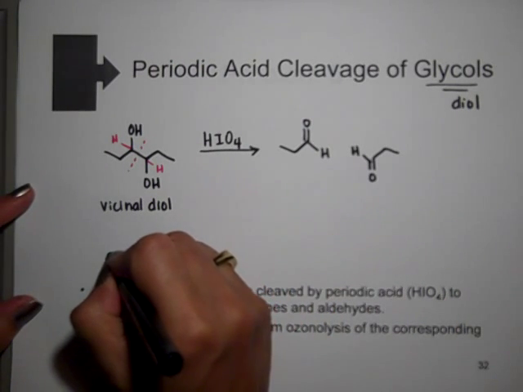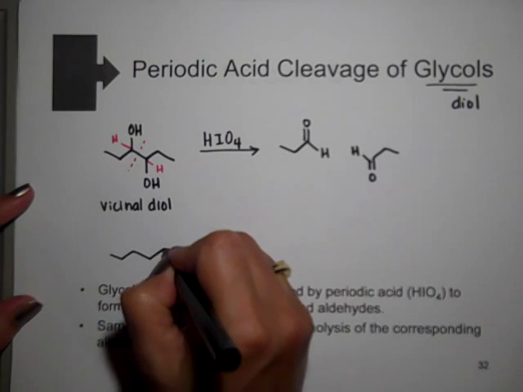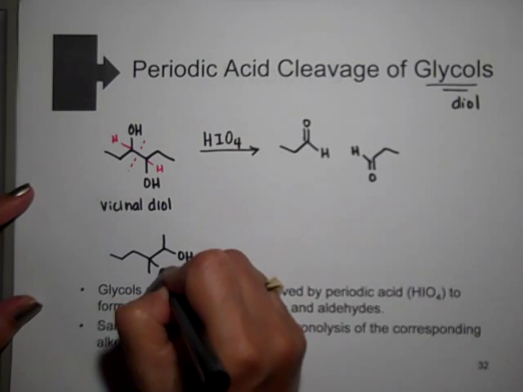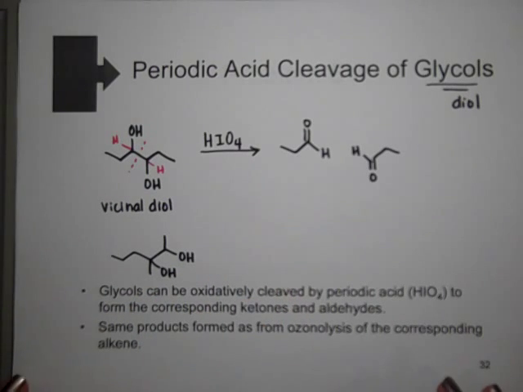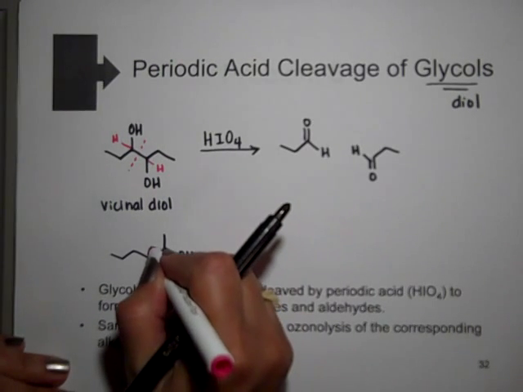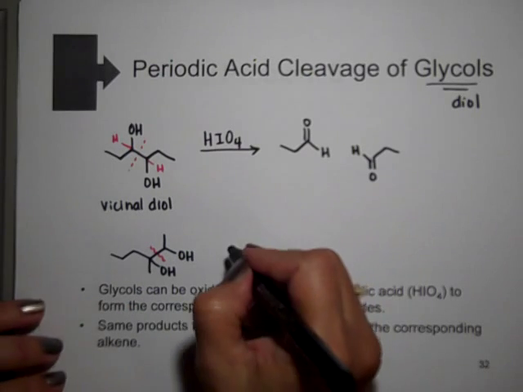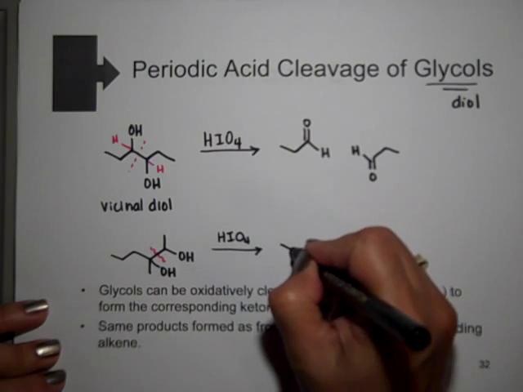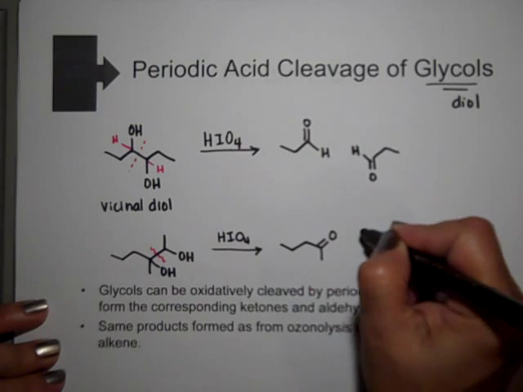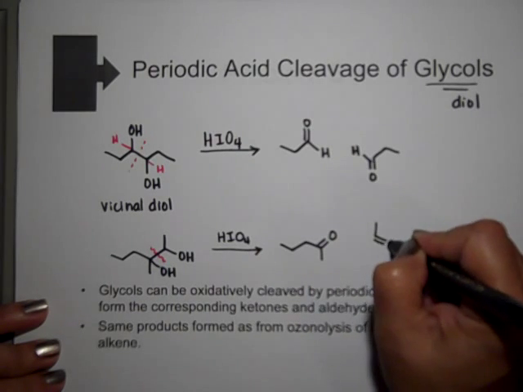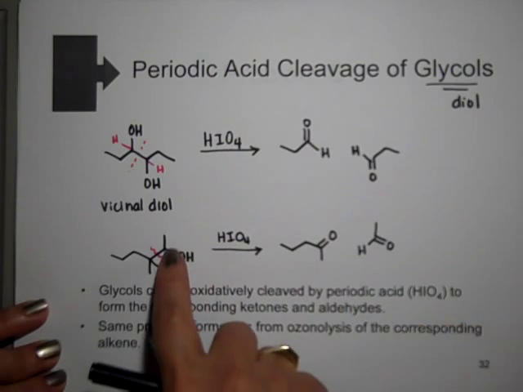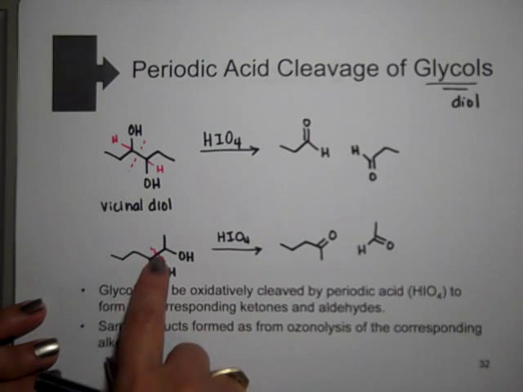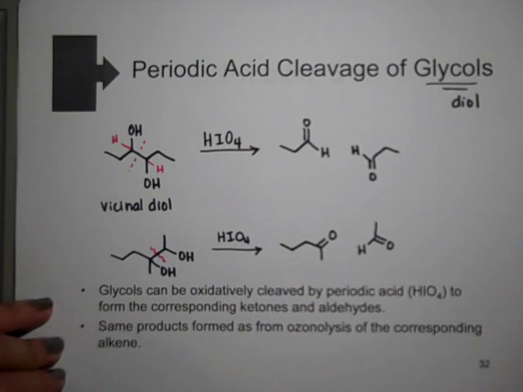Let's do one, okay, let's do this one. So now that one, when you break here, you add periodic acid. You break the sides and you oxidize them once. One side had a hydrogen, so it gives you the aldehyde. The other was a tertiary alcohol, so we broke that one, but there were still two carbons, so it's a ketone.